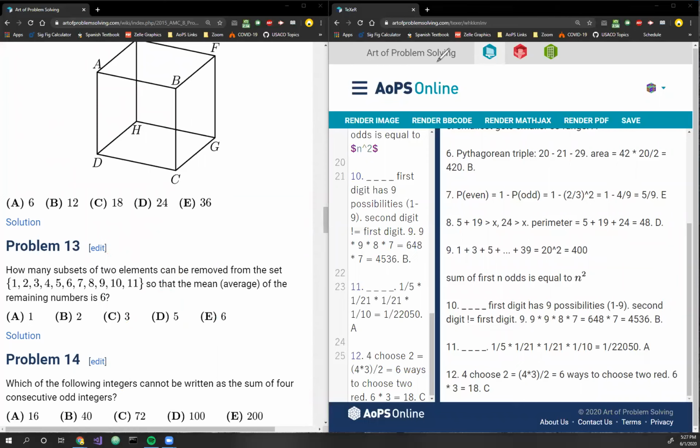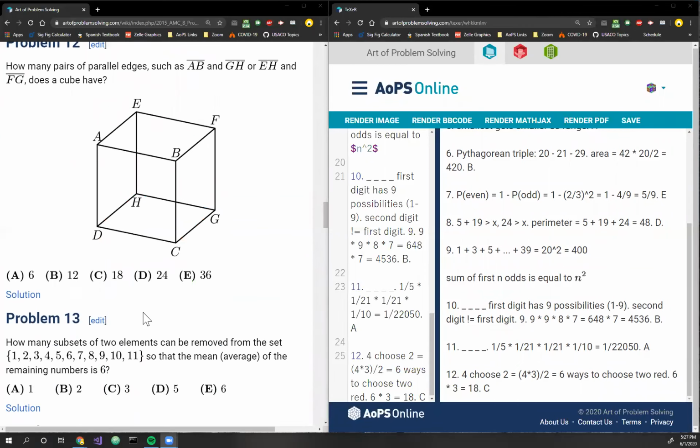All right, number 13. A subset is basically like you choose 2 of those numbers. So you have a set from 1 to 11, and you want to remove 2 such that the average is 6. Why is nobody else talking? I don't know.